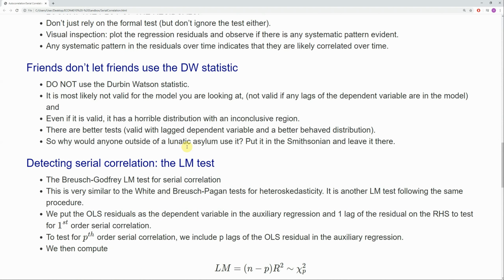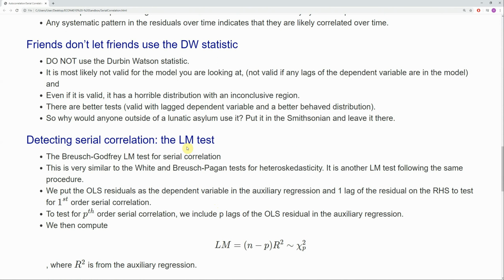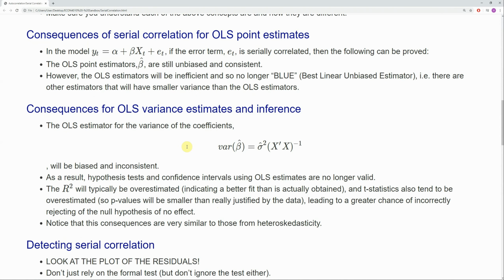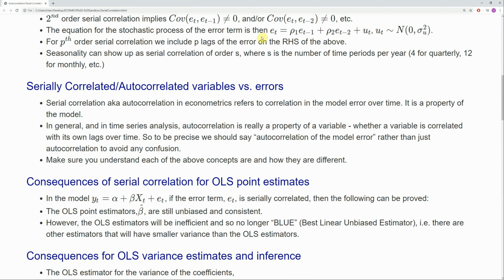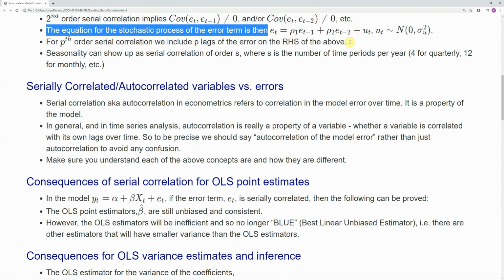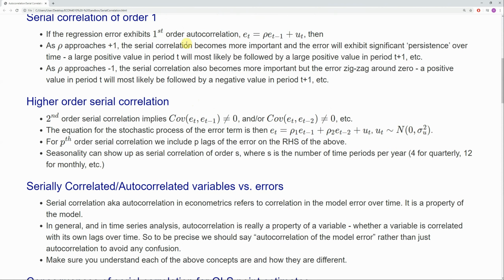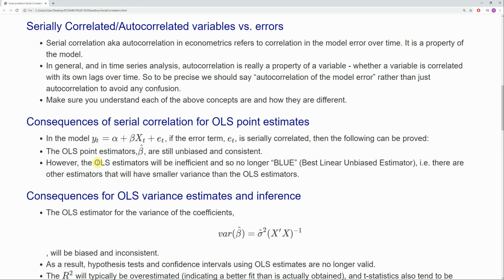So what is the test actually based on? The test is based on this auxiliary regression that we talked about. If you're working with first order autocorrelation, that's using only one lag on the right hand side. For second order autocorrelation or serial correlation, we have two terms. Similarly for the pth order.